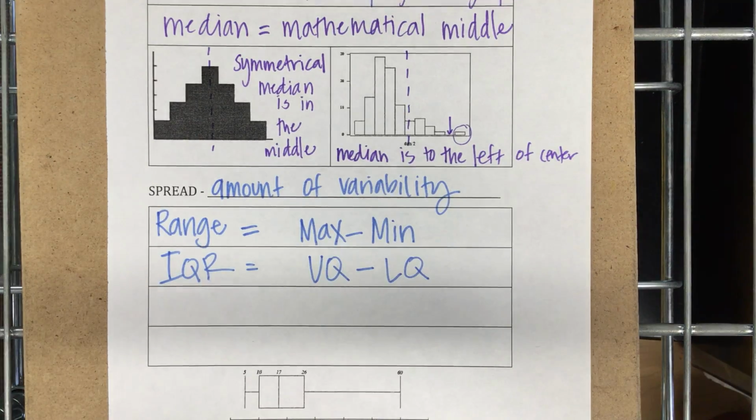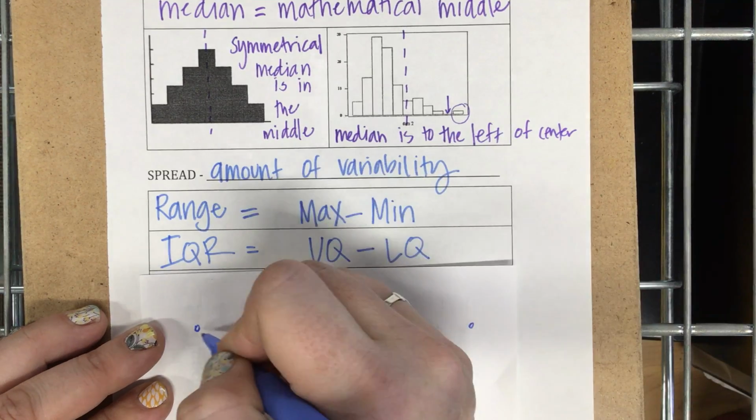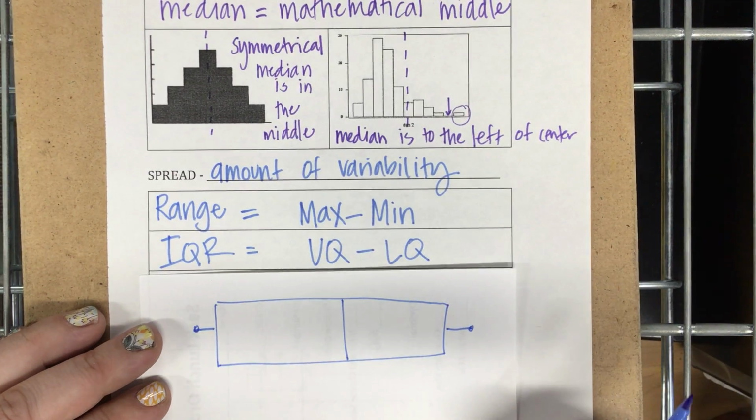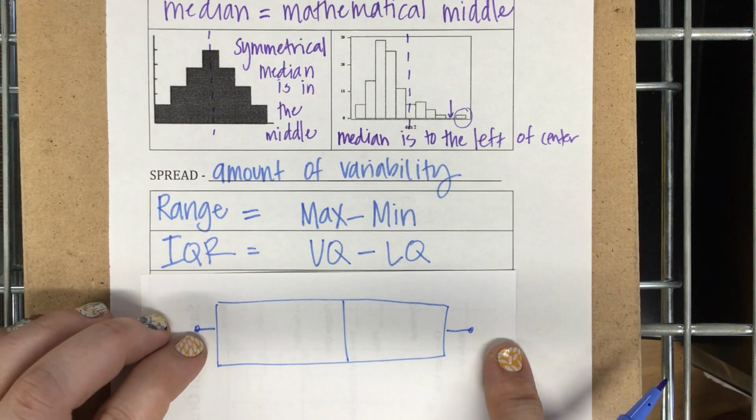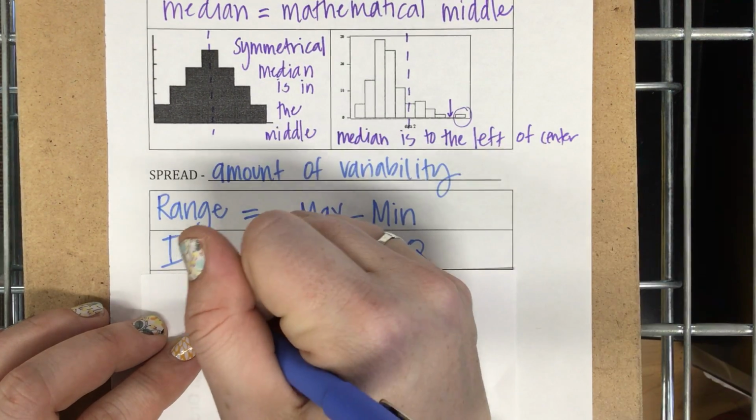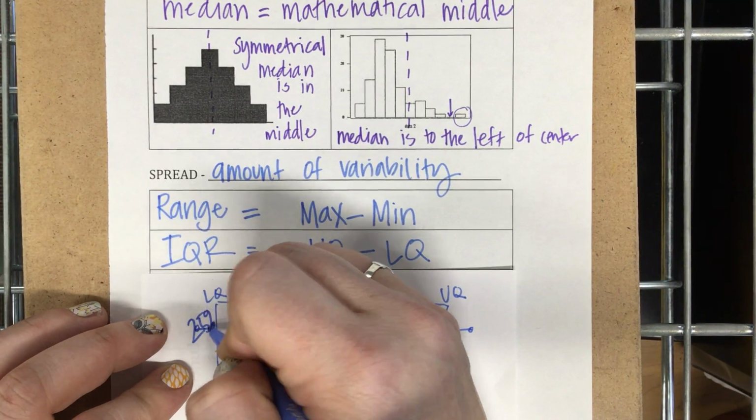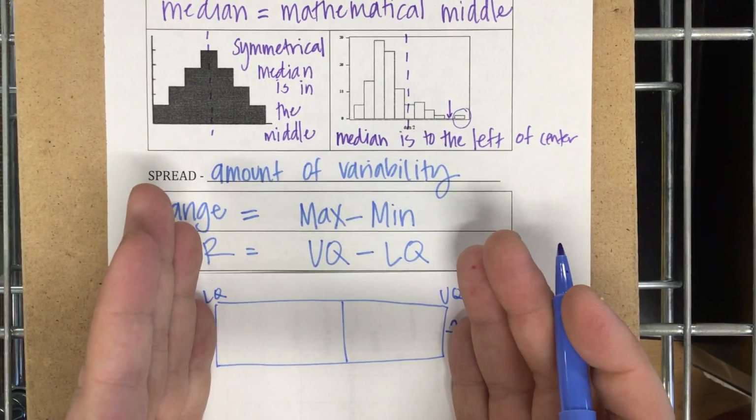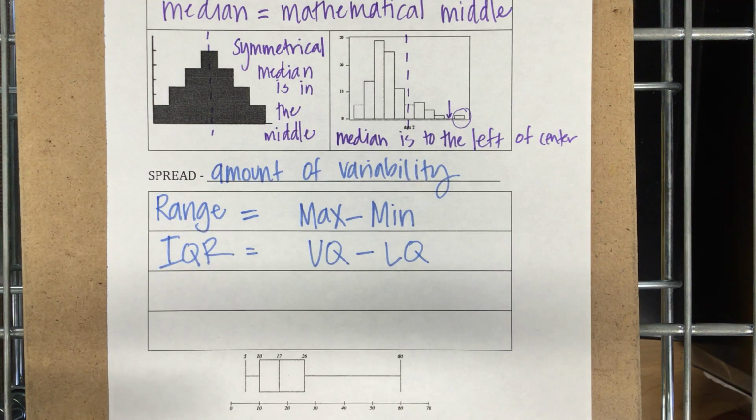And here's an example of why I would talk about the interquartile range. If I had a box plot that looked like this, I would not talk about the maximum minus the minimum. I would talk about the upper quartile minus the lower quartile. Because remember, in a box plot, this is 25%, and this is 25%. So the middle half of the data is really spread out. So I would talk about the interquartile range here.